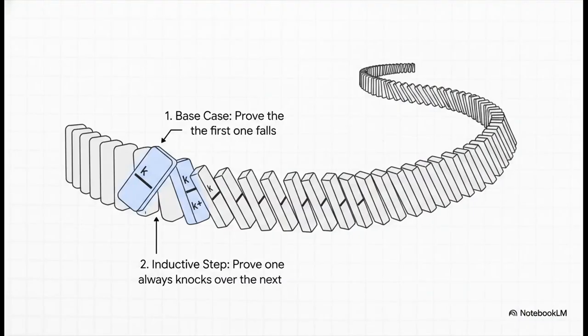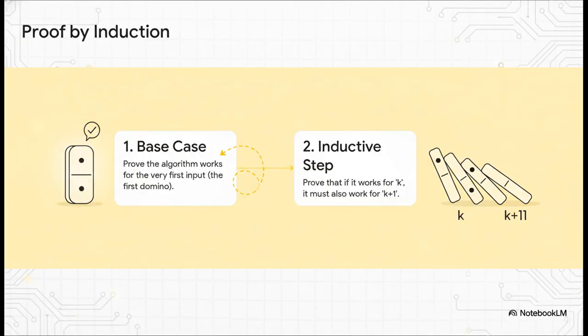The best way to think about this is with the domino metaphor. Imagine a line of 1,000,000 dominoes. You don't have to push every single one to know they'll all fall. You just have to prove two things. One, that the very first domino will fall, and two, that any domino falling will always knock over the next one. If you can prove that, you've proven the whole chain reaction works. And that's exactly how we apply it to our code.